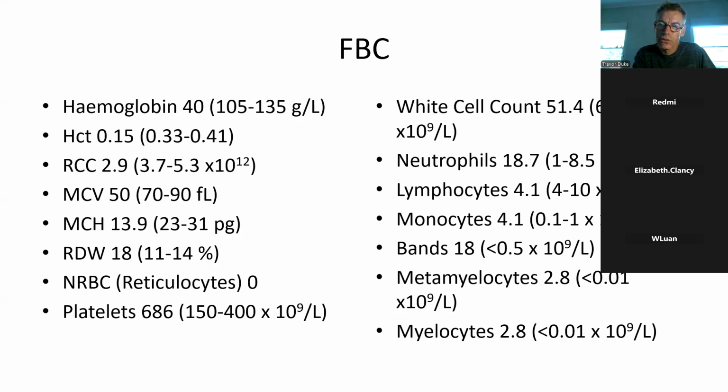It also can be seen in severe sepsis and some other conditions, but remember, you're looking at the hemoglobin first, then you're trying to see, is it normocytic or microcytic or macrocytic, right? And this is a microcytic anemia. Also, his red cell count, RCC, that's 2.9, and that's low.